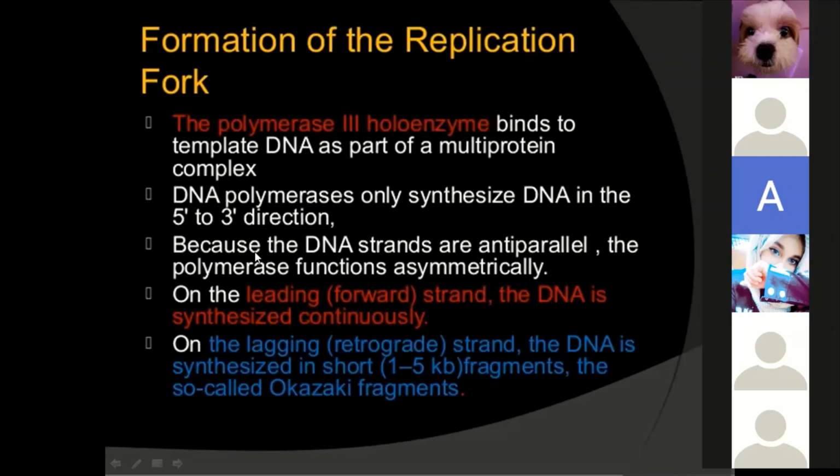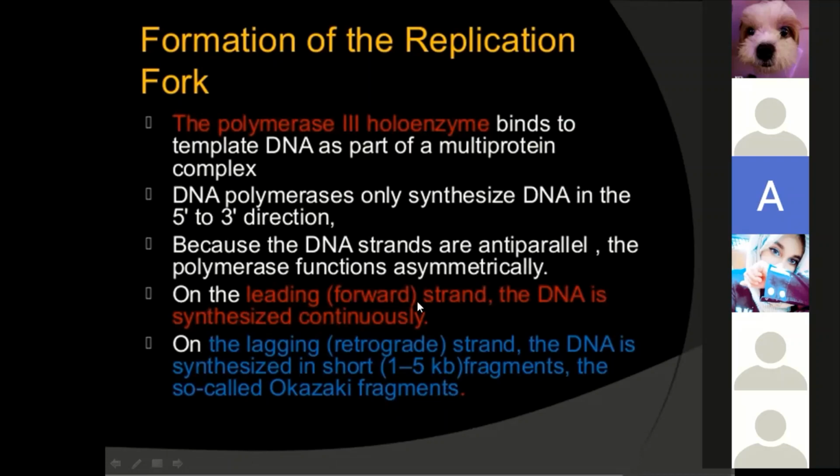So for the formation of the replication fork, DNA polymerase only synthesizes DNA in the 5' to 3' direction always, as I told you earlier. Because the DNA strands are antiparallel, the polymerase functions asymmetrically. It functions asymmetrically because it goes in different directions, like the leading strand and lagging strand, whose directions are different.